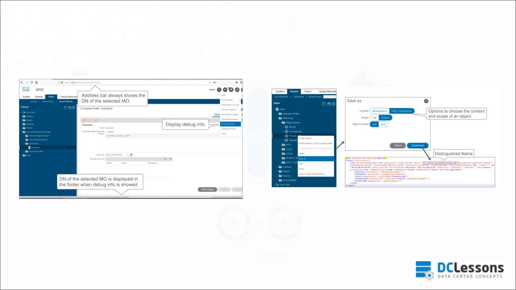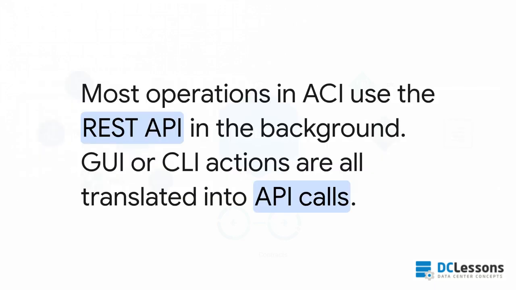That will pop up its full DN and all of its properties in either XML or JSON. That's super handy when you're writing a script and need to know the exact structure of an object. And here's something really important to understand.